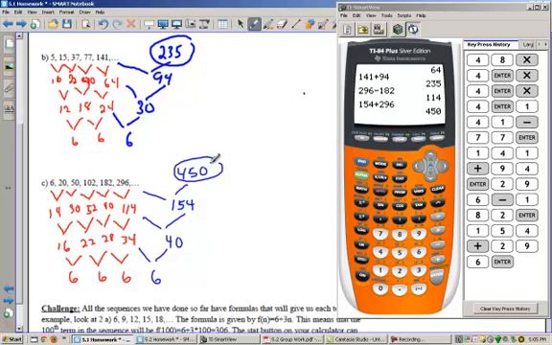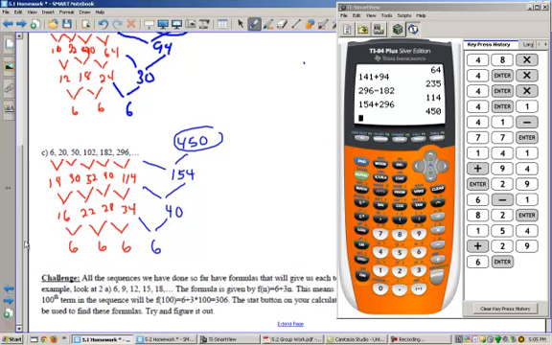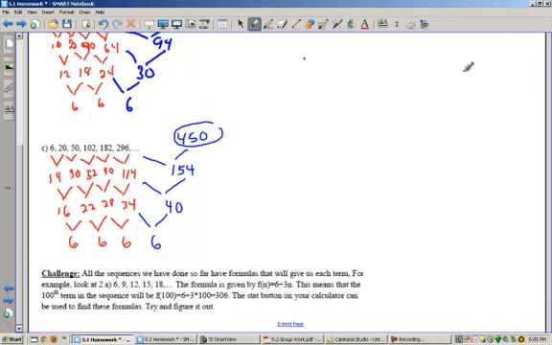All right, so on this last one here, the challenge problem, it says that all the sequences we have done so far have formulas that will give us each term. For example, if you look at 2a, you have 6, 9, 12, 15, and 18. The formula for this is actually given by 6 plus 3n. This means that the 100th term in the sequence will be given by 6 plus 3 times 100. The stat button on your calculator can be used to find these formulas, try and figure it out.